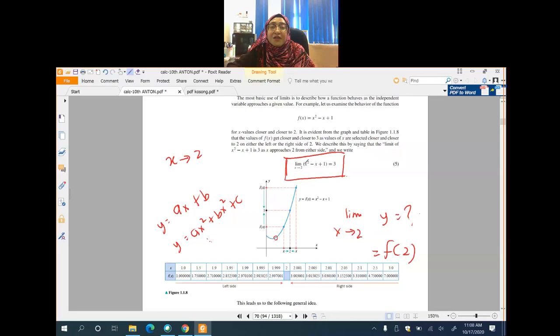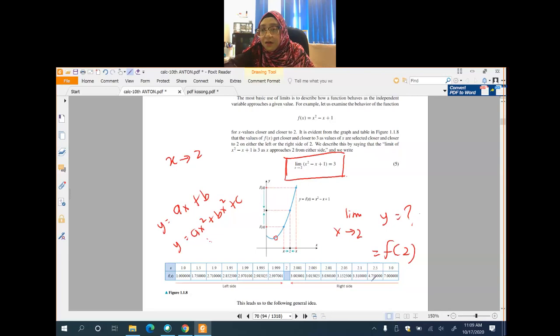So it means that you just have to substitute to find the value of y when x is equal to 2. If you calculate it here, you will have 2 squared minus 2 plus 1, which will give you 3, which is actually the same answer as given by this book. But how they get this is actually from the table, okay? They make this kind of table. So one column is x for those values located to the left of 2, and the other is for the values of x located to the right of 2.